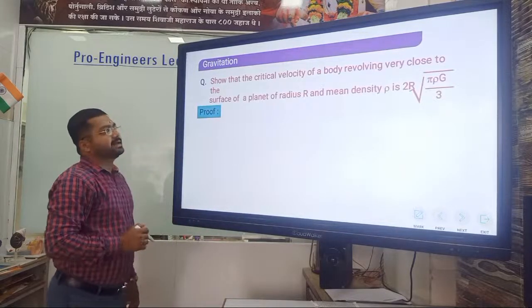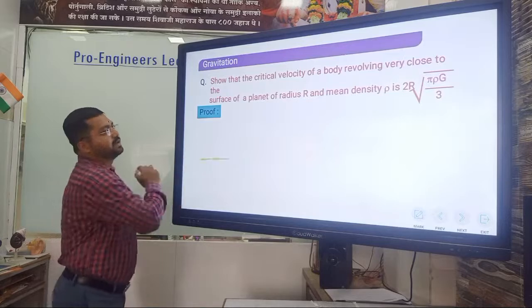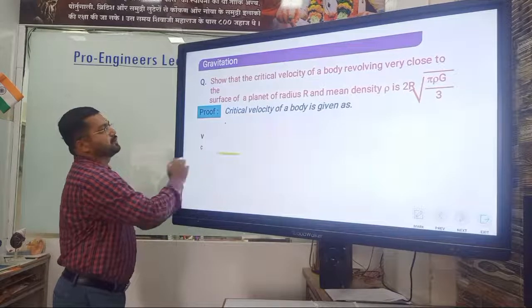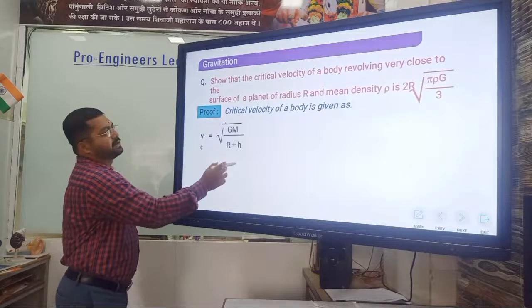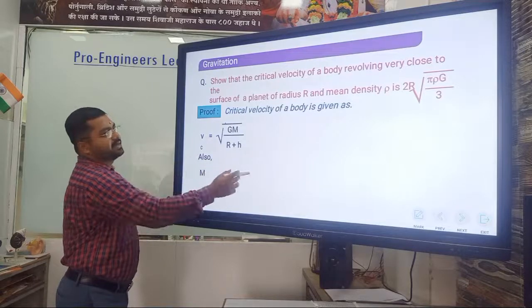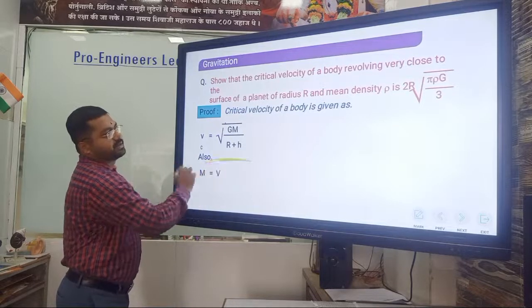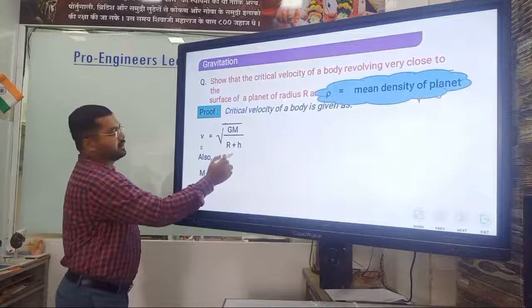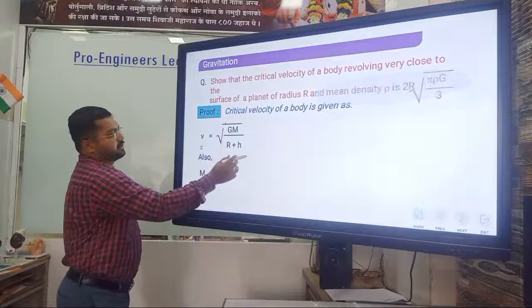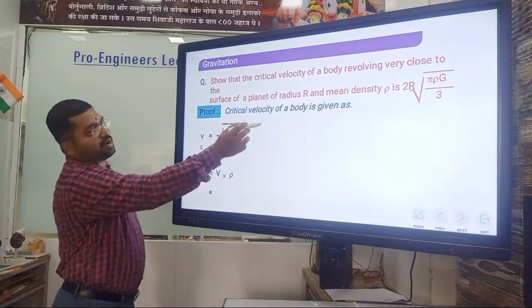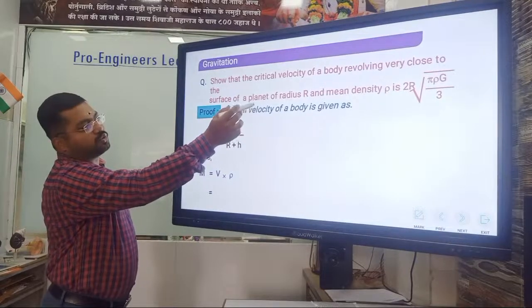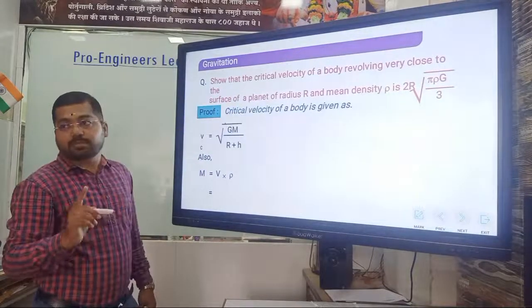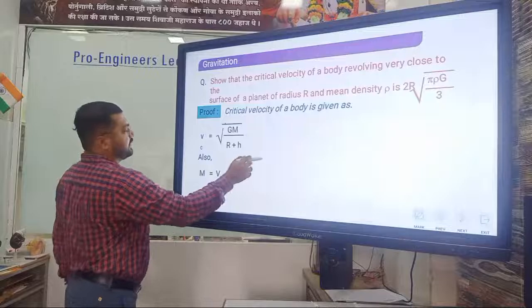Show that the critical velocity of the body revolving very close to the surface of planet of radius r and mean density rho is given by 2r under root of pi rho g by 3, that is rho, not p.